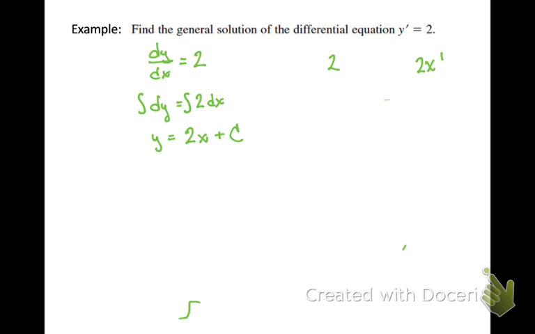Making sense so far? So how could I check this? I differentiate it. So if I have y equals 2x plus a constant, doesn't matter, right? So what's the derivative of a constant? 0, and the derivative of 2x would be 2.